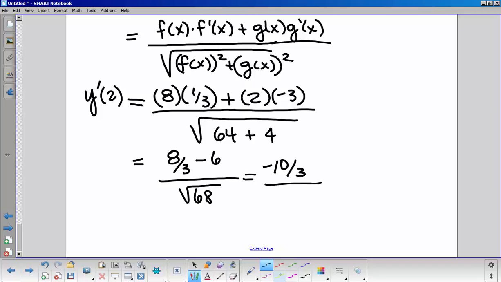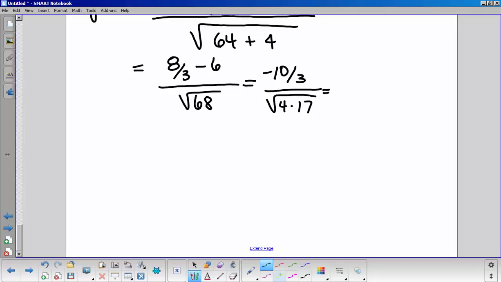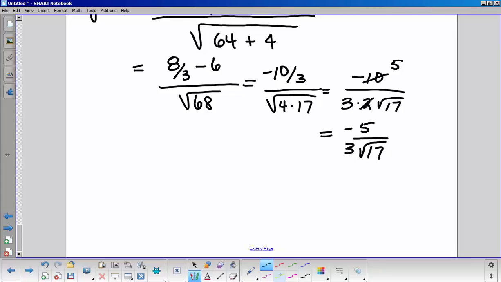Over, now, you can take a 4 out from under the square root. So this is going to be, if I recall, the square root of 4 times 17. Okay? So if you have this fraction here, the 3 can just be in the bottom. Did you know that? So this is negative 10 over 3 times 2, which is, well, I'll do it like this. So I can reduce this to 5. So this is negative 5 over 3 root 17. And I just leave it like that because we're adults and we don't have to rationalize.